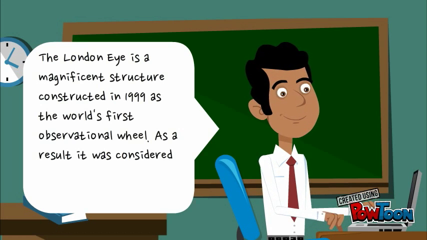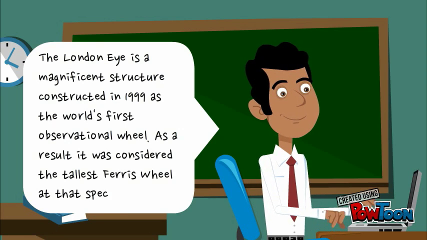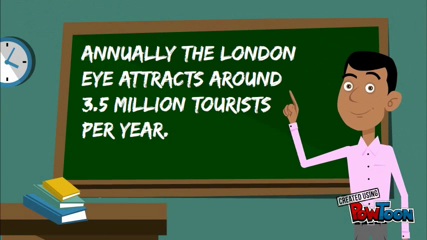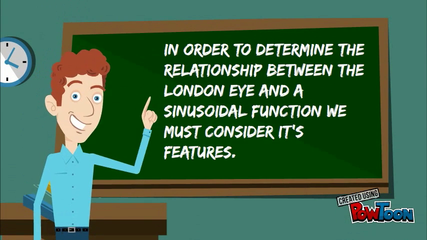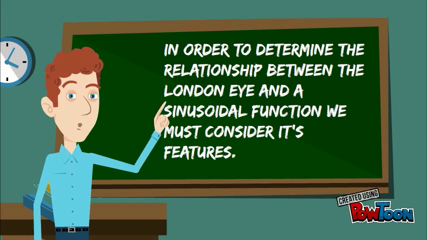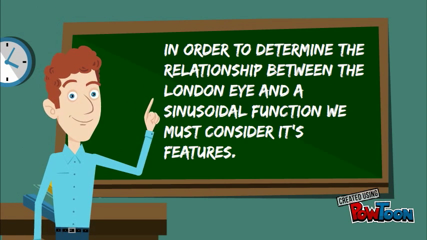As a result, it was considered the tallest Ferris wheel at that specific time. Annually, the London Eye attracts around 3.5 million tourists per year. In order to determine the relationship between the London Eye and a sinusoidal function, we must consider its features.